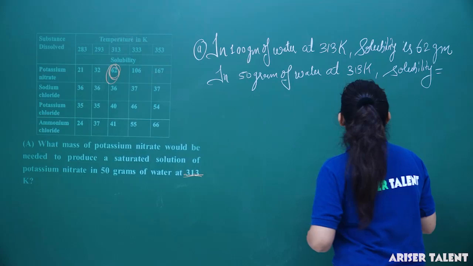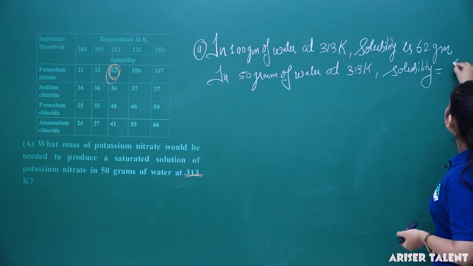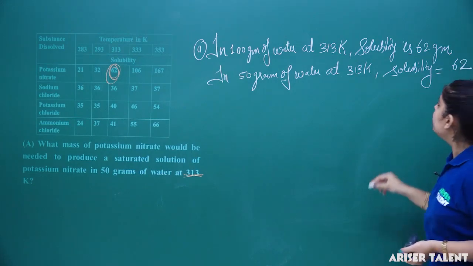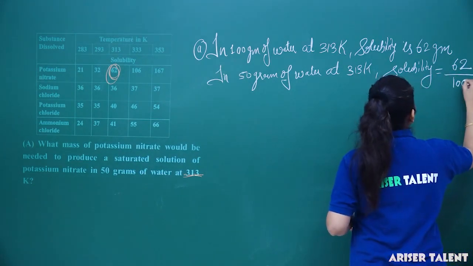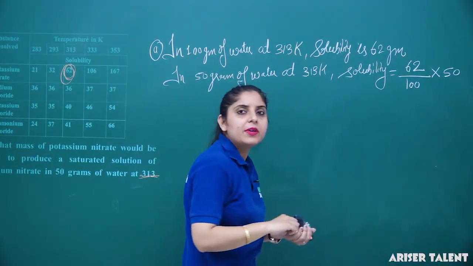The solubility is going to be calculated by using the unitary method, in which this thing has to be substituted in the numerator, 100 in the denominator, and you can write 50 here. Clear? This is the unitary method we have applied here.